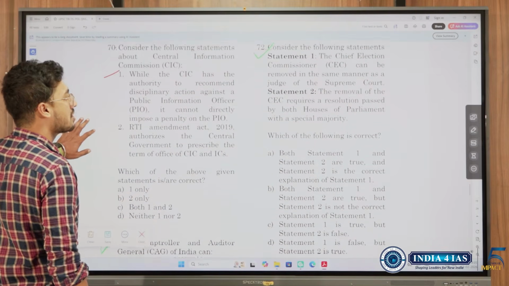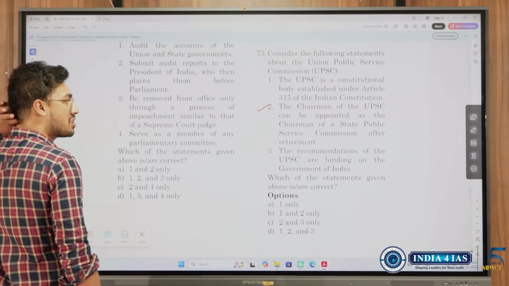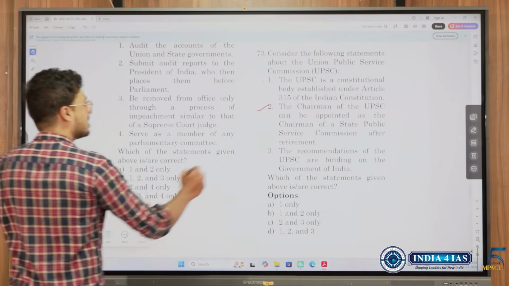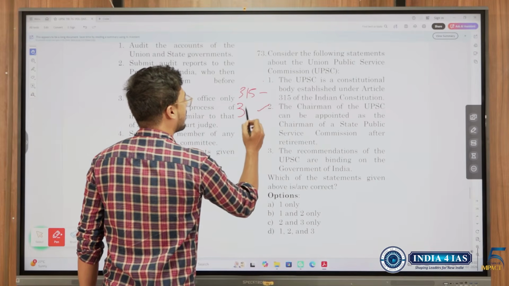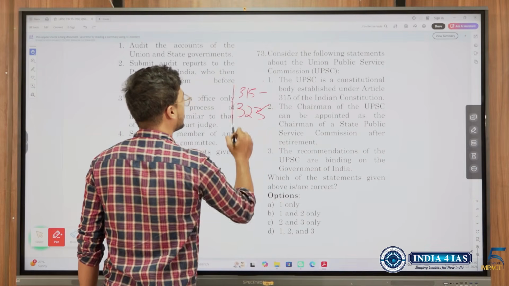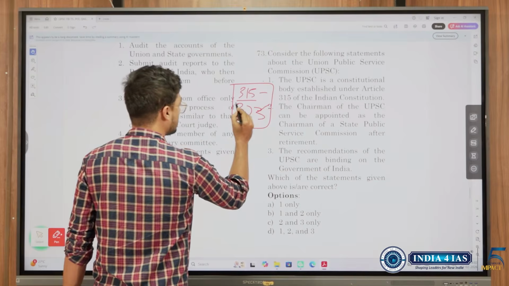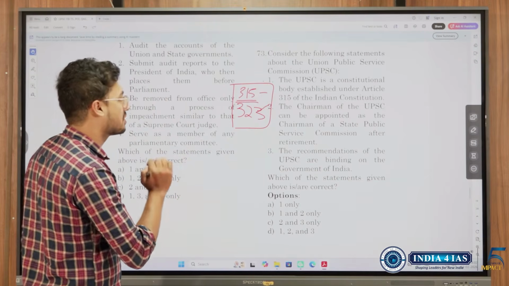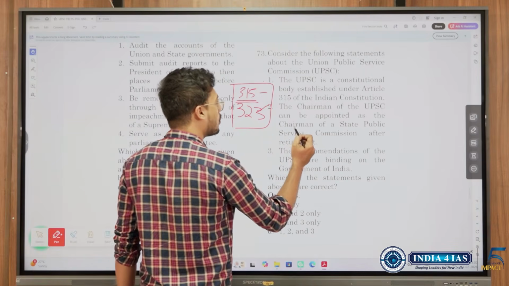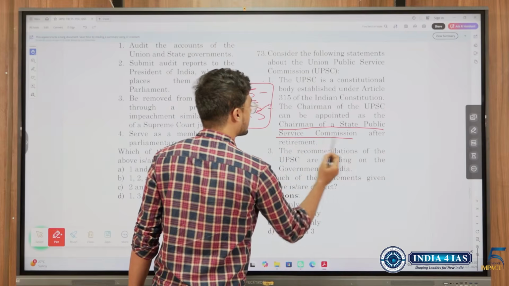Chief Election Commissioner, a simple question, I will leave it to you. UPSC is a constitutional body under Article 315, this is correct. Articles 315 to 323 are related to UPSC. And usually when this kind of question comes, the first article or the beginning article will provide for the constitution of that body or office. The Chairman of UPSC can be appointed as the chairman of the State Public Service Commission after retirement.